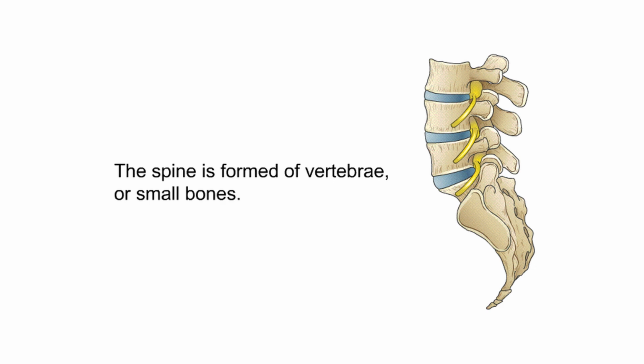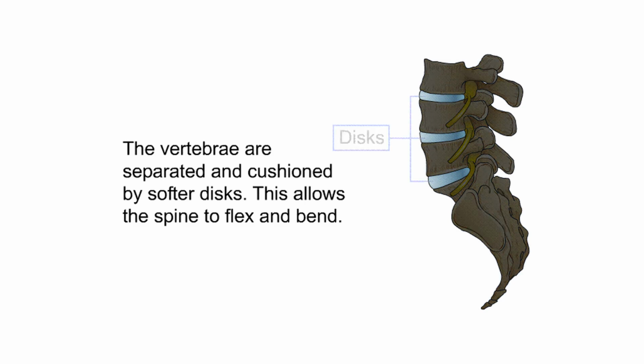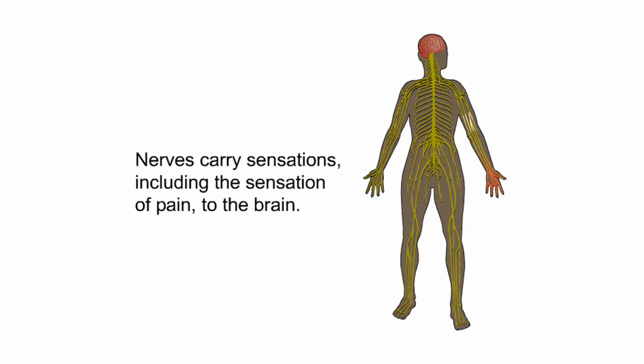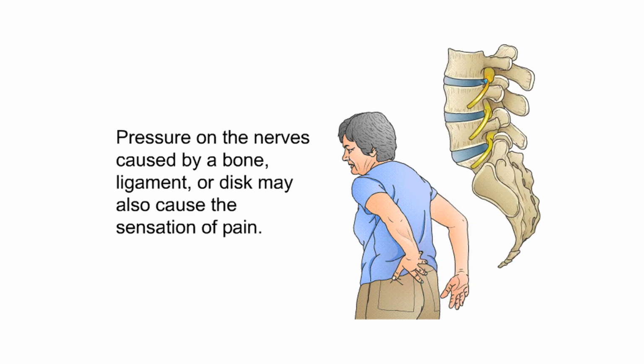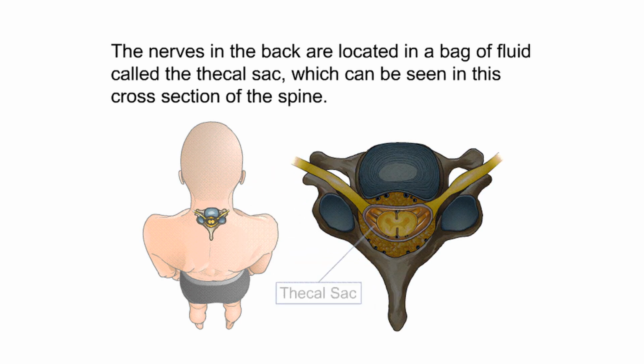Anatomy. The spine is formed of vertebrae, or small bones. The vertebrae are separated and cushioned by softer discs. This allows the spine to flex and bend. Nerves pass from the body to the brain through the spine. Nerves carry sensations, including the sensation of pain, to the brain. Pressure on the nerves caused by a bone, ligament, or disc may also cause the sensation of pain. The nerves in the back are located in a bag of fluid called the thecal sac, which can be seen in this cross-section of the spine.